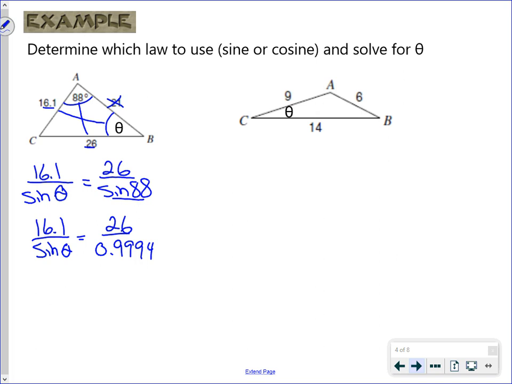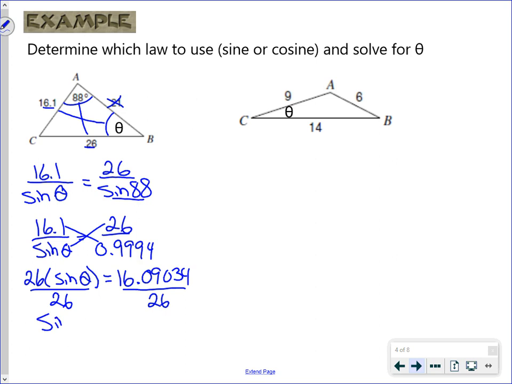Now we're going to cross multiply, so 26 times sine theta, and this will equal 16.1 times 0.9994. And when we calculate that, we'll get 16.09034. We're going to divide out the 26 from both sides. When we do that, we will get 0.6189.